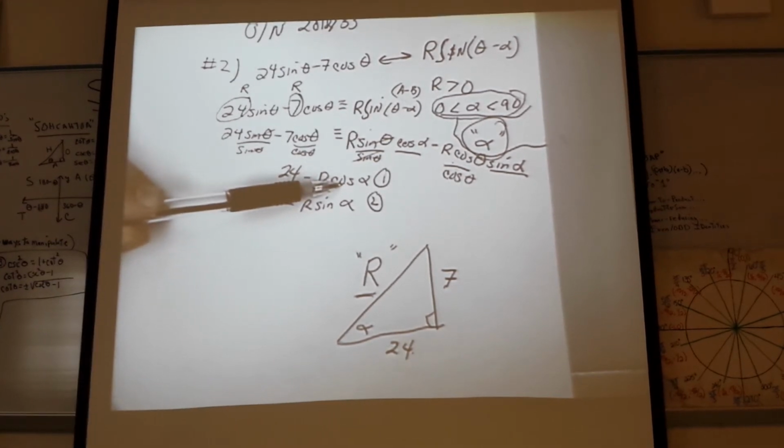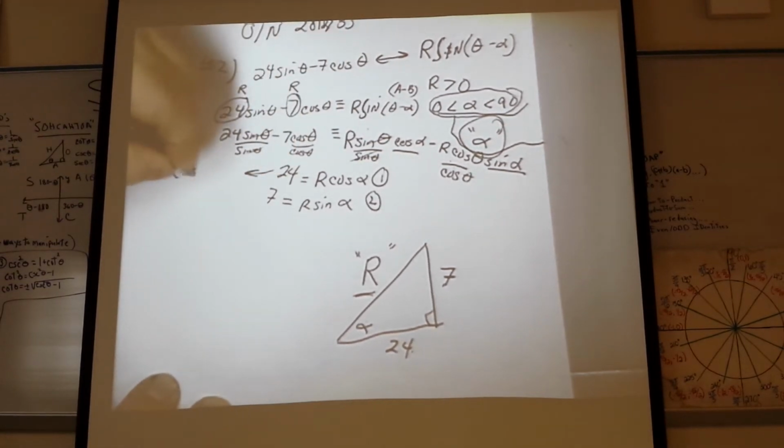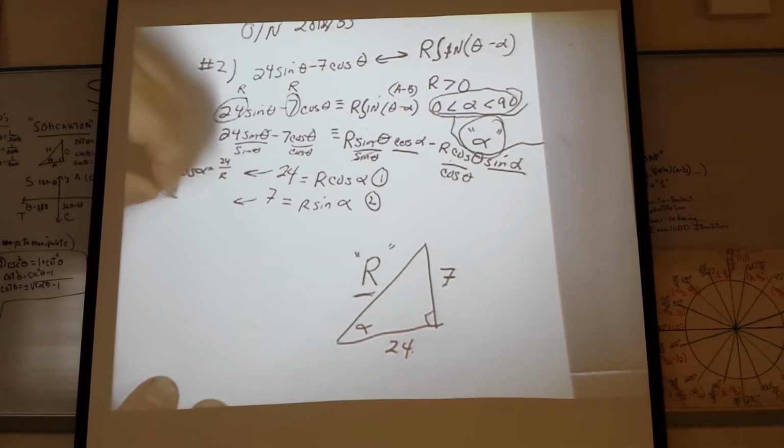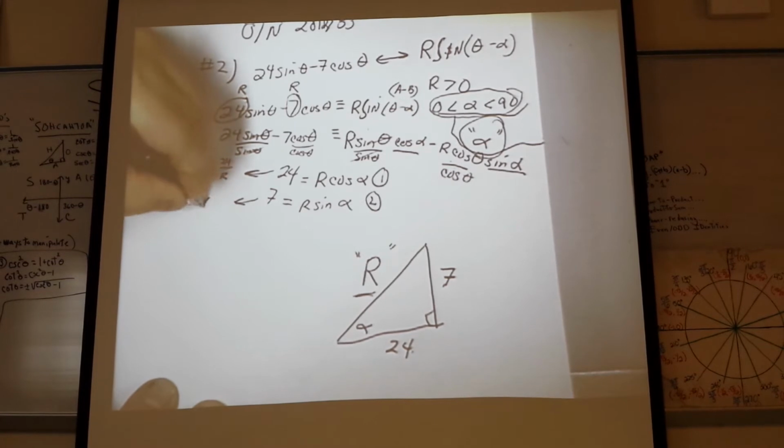If you divide by r, you've got cosine alpha equals 24 over r. So cosine is adjacent over hypotenuse. If you find alpha, then you say, what's adjacent, what's the hypotenuse? That's how you come up with it. But I don't know what r is.